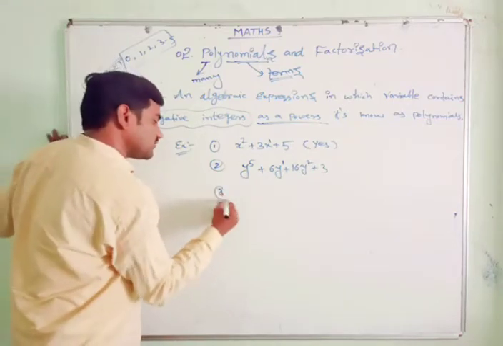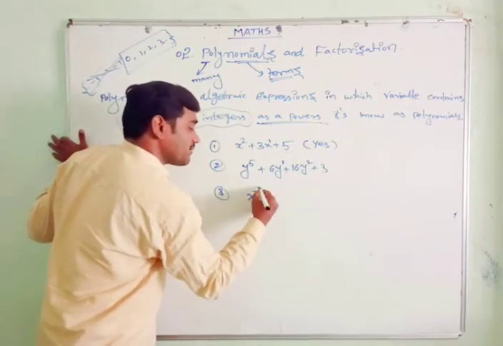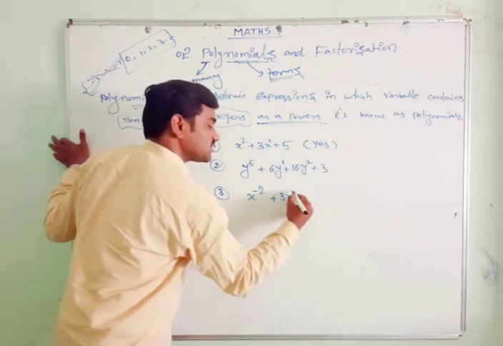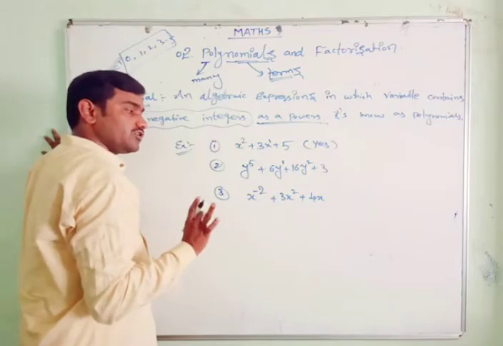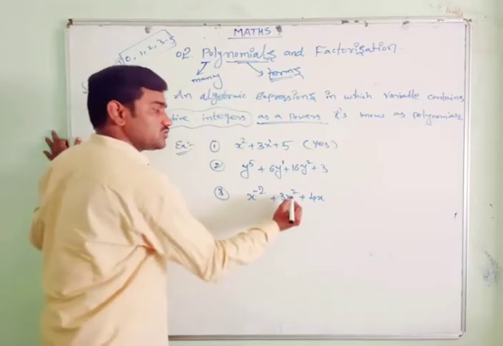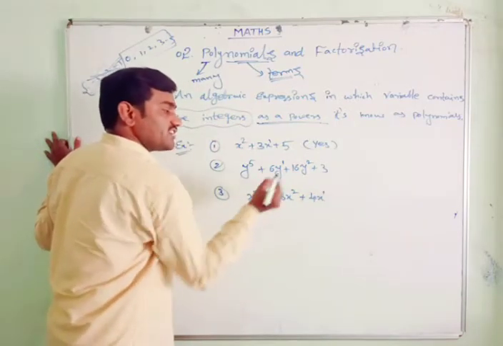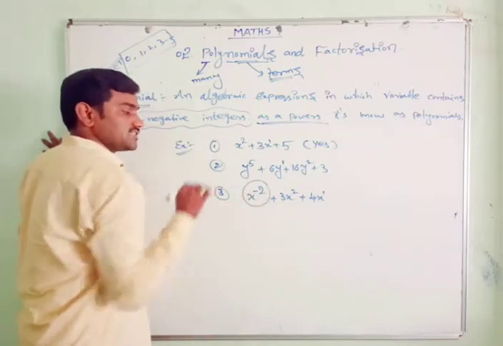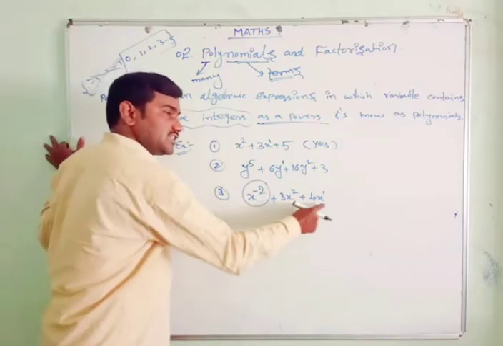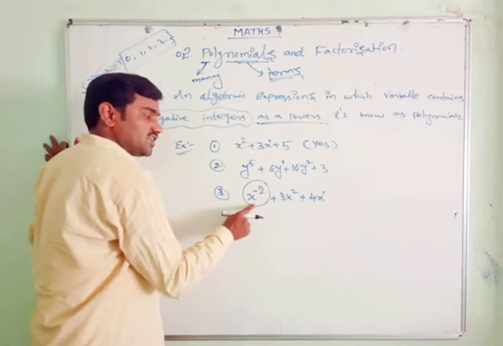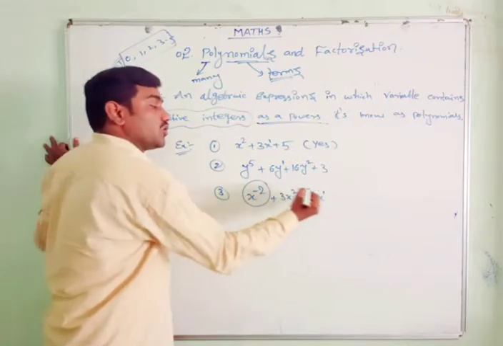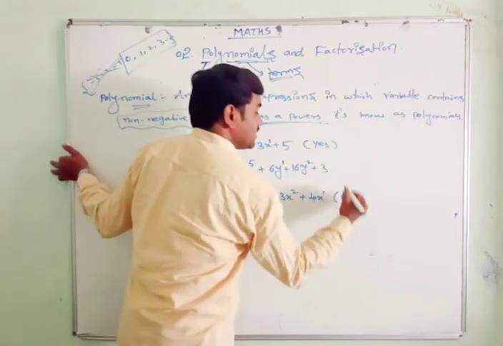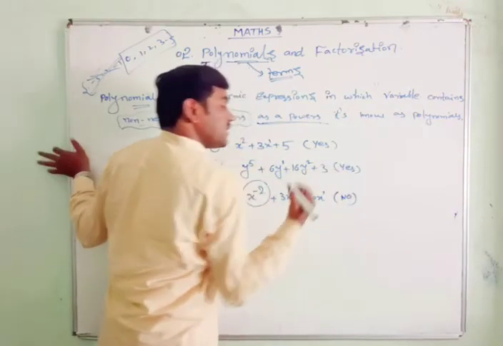Let me write the third one. x to the power of minus 2 plus 3x square plus 4x. Is it a polynomial? In the previous two cases, the powers of x are positive, but here there are three terms, and in the first term itself the variable has a negative integer as its power, so it is not a polynomial. The second one is a polynomial.